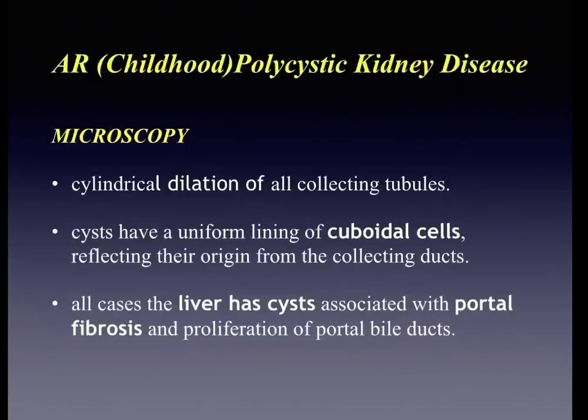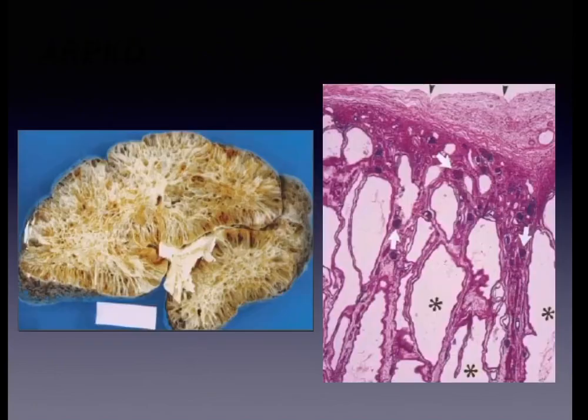Coming to the microscopy, there is a cylindrical dilatation of all the collecting tubules. So it is the collecting tubules which are mainly affected in childhood polycystic kidney disease. They have a uniform lining of cuboidal cells, and they can be associated with liver cysts, which can in turn result in portal fibrosis.